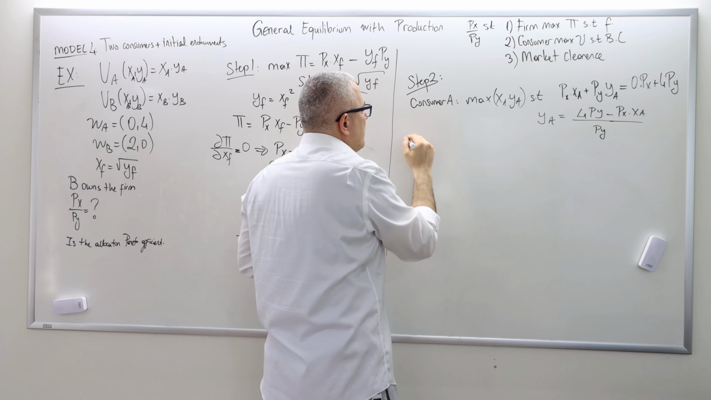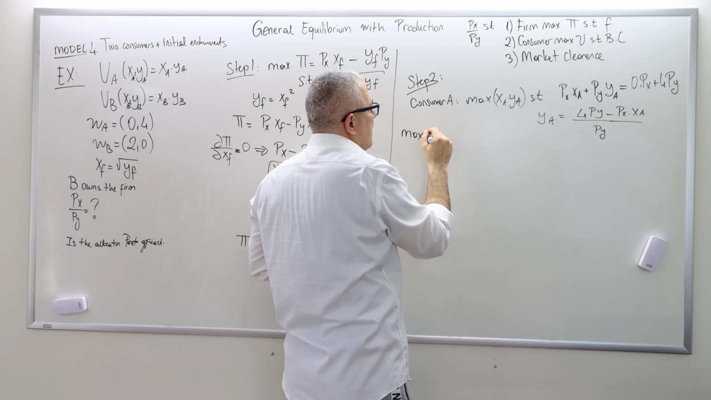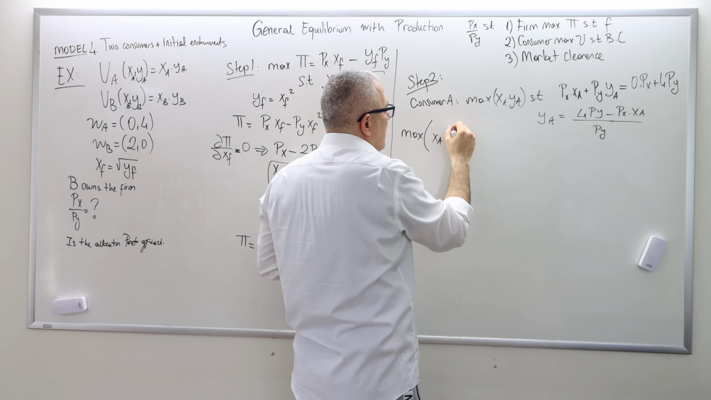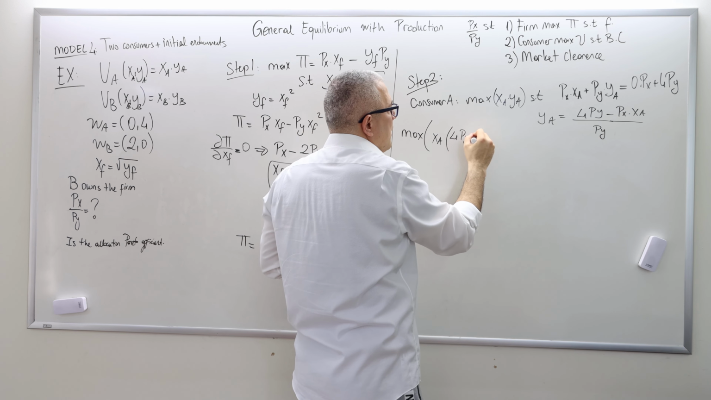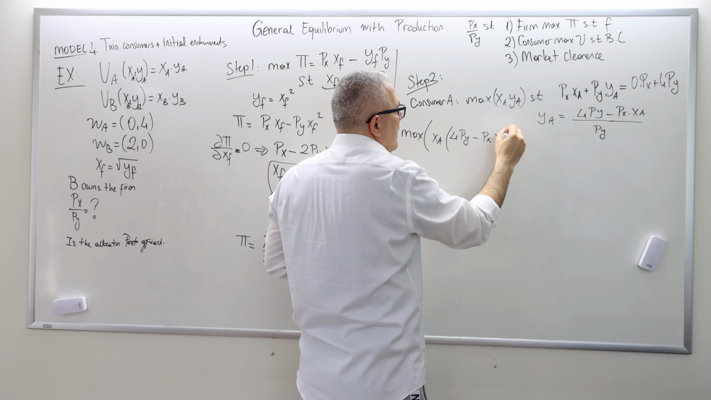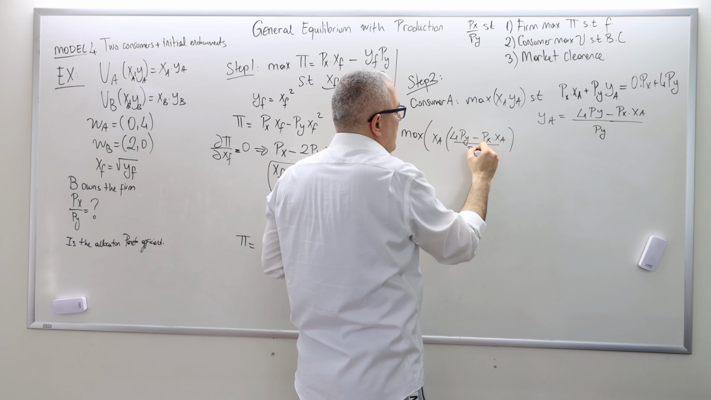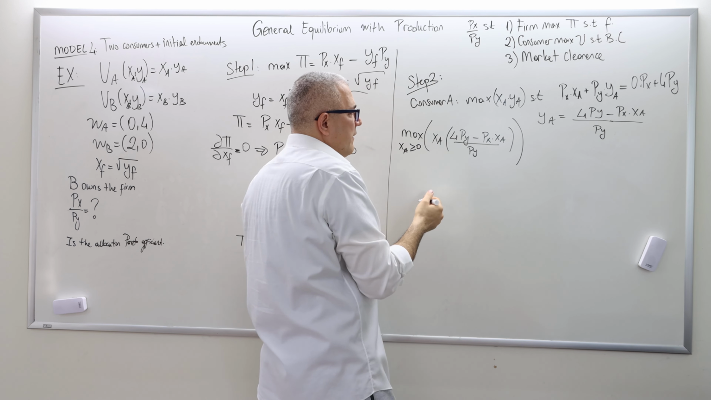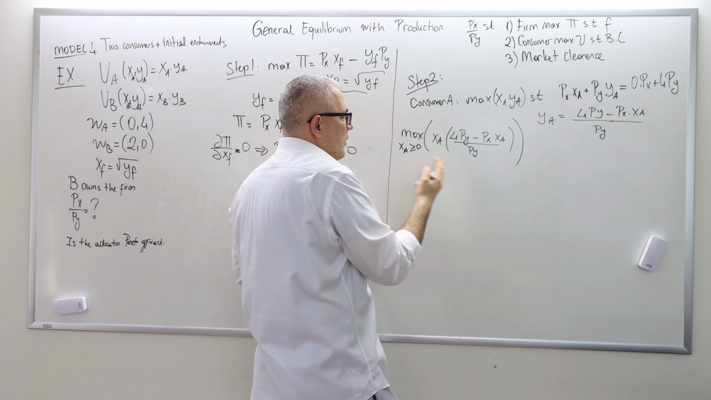All right. So the utility is going to be maximized, therefore, this: XA times (4PY minus PX times XA divided by PY). So you choose XA non-negative so that this is maximum. So how do you do that?